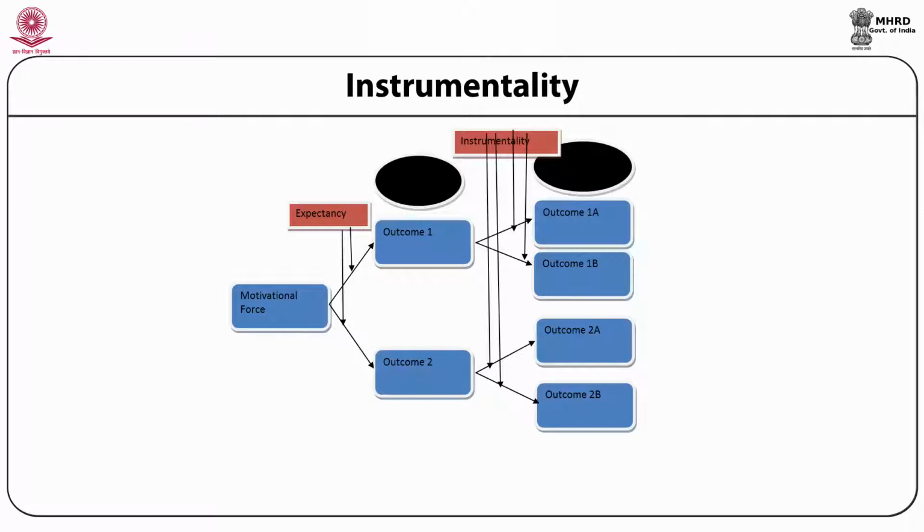Further, if he believes that first level outcomes will lead to second level outcomes, that is, if he believes that by obtaining a particular level of performance, he will get the rewards associated with it, only then he will be motivated to perform at that very level of performance which is required to achieve the rewards.